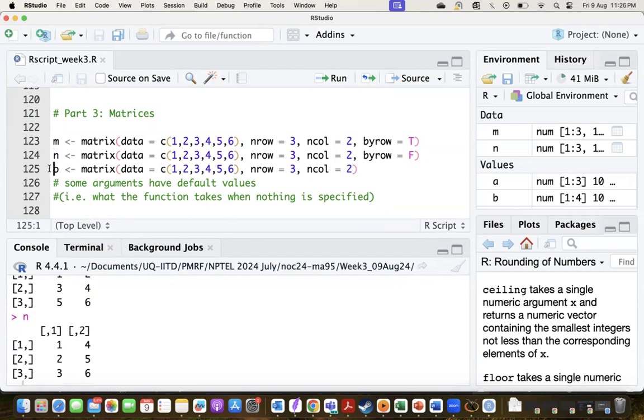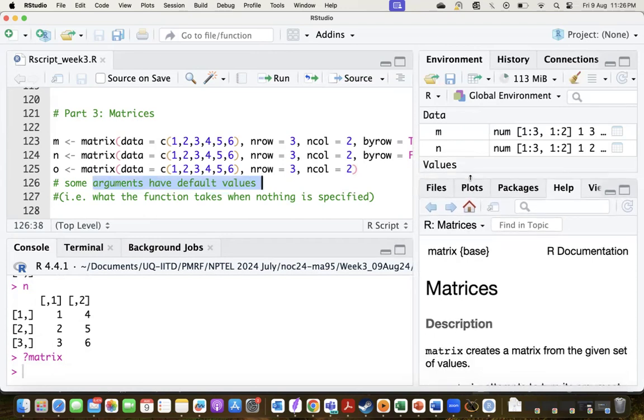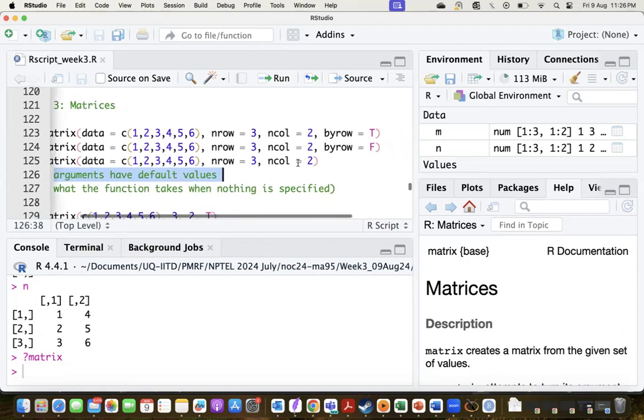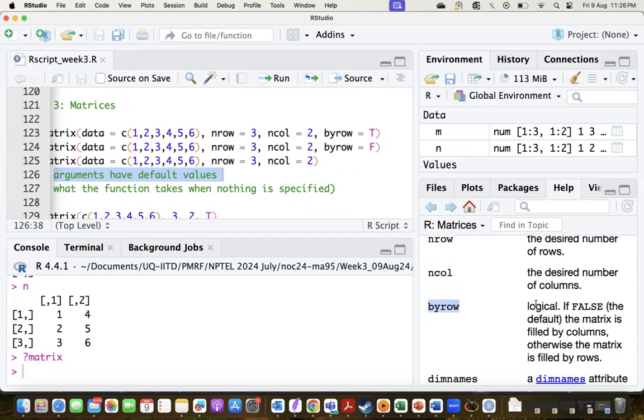Now in this example, in the third line, I have not written either of the two things. I've not written if it's TRUE or if it's FALSE to be filled by row. So what does it do? So very often some arguments in R have a default value. Because it has to be one way or the other, right? There's no third option. So here, byrow says that it's a logical value. So TRUE and FALSE, they are logical values. And FALSE is the default.